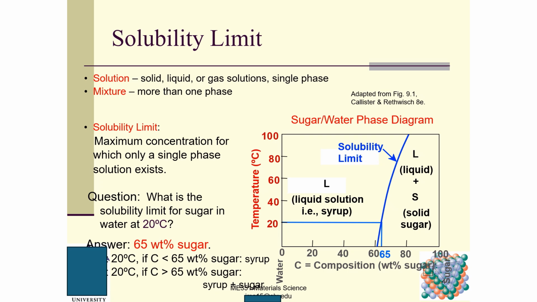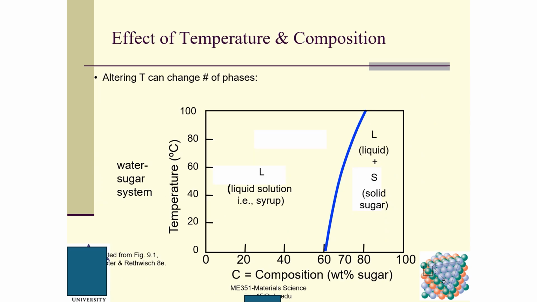then that means we will have the syrup. The syrup is a liquid solution. However, if at this temperature the composition of sugar is more than 65, then we will have both liquid and solid sugar here, and that means at this point we will have two phases. One is liquid and one is solid sugar. These are two phases.